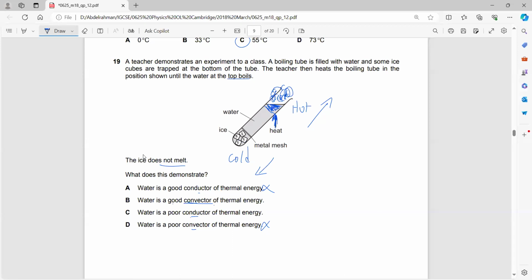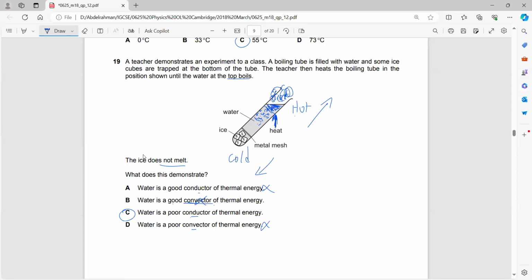So in this case, we cannot say that the water is a good convector. We only have to say that the water is a poor conductor. Why is water a poor conductor for this question? Because this is the hot part and this is the cold part. The hot part should start to heat up the cold part due to conduction, due to the lattice vibration of the molecules. The molecules should start to vibrate and collide with each other, and thus conduct the heat by lattice vibration.